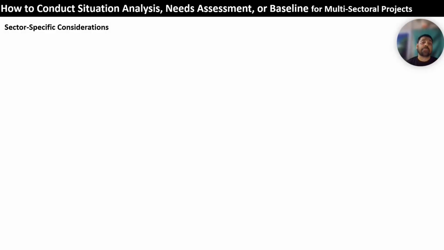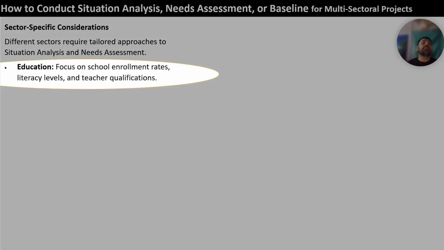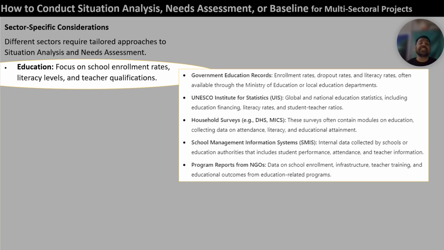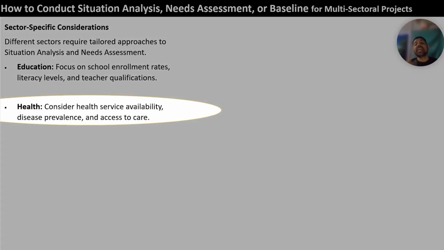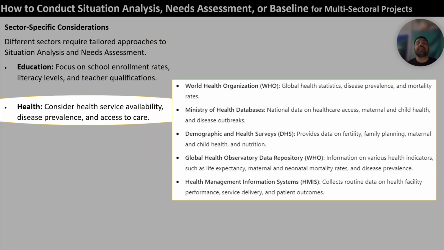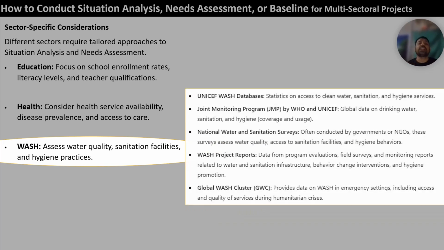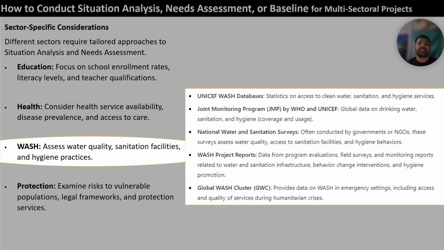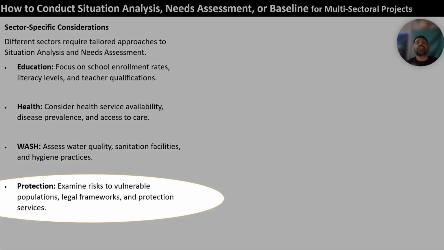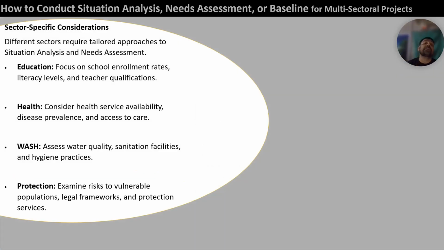Sector-specific considerations. Different sectors require tailored approaches to situation analysis and needs assessment. For example, in education, we must focus on school enrollment rates, literacy levels, and teachers' qualifications. In health, our focus should be to consider health services availability, disease prevalence, and access to healthcare. In the WASH sector, we need to assess water quality, sanitation facilities, and hygiene practices. Similarly, in the protection sector, examine risks to vulnerable populations, legal frameworks, and protection services. These were some sector-specific considerations.